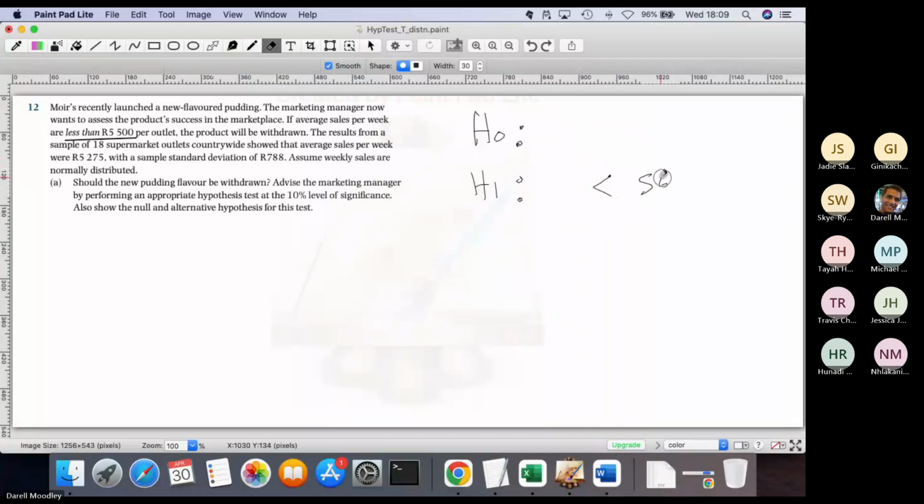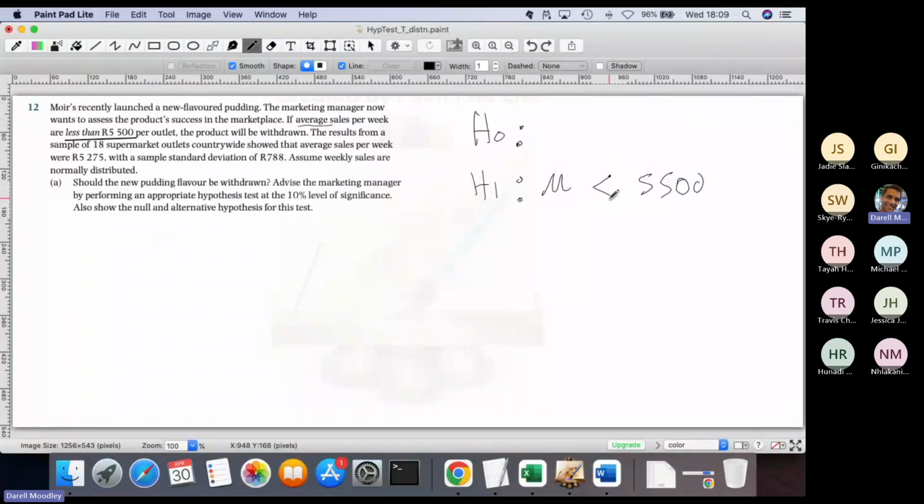Less than 5,500, right? We'll be talking about average, because if you read this text, it says average sales. So we're still testing the mean. We're testing whether this mean is going to be less than 5,500.